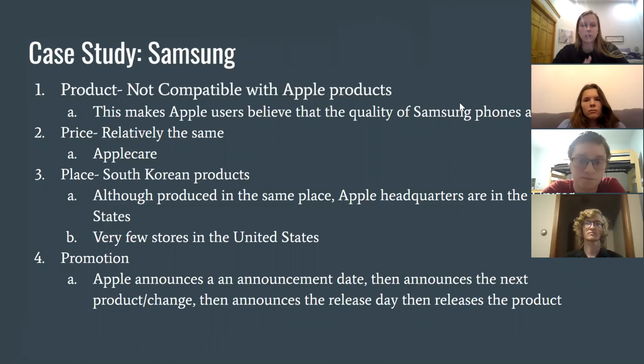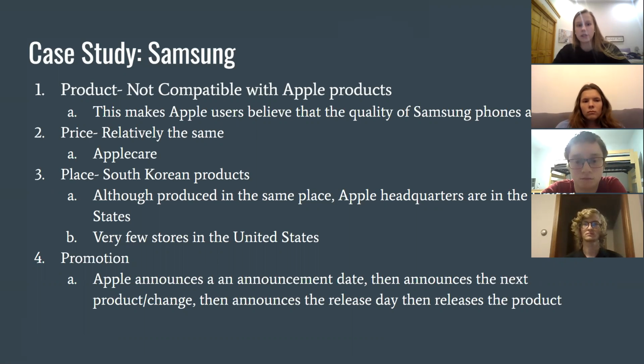So for the case study, I really tried to just focus on what Apple is doing better than Samsung. And just to start us off, a little fact: Apple sells 18% of the world's smartphones, but makes 87% of the world's smartphone profit. Clearly, they're doing something right then. But when it comes down to the 4 Ps for each company, their products, like Max was stating, are not compatible. And this has a tendency to show that Samsung products are lower quality.